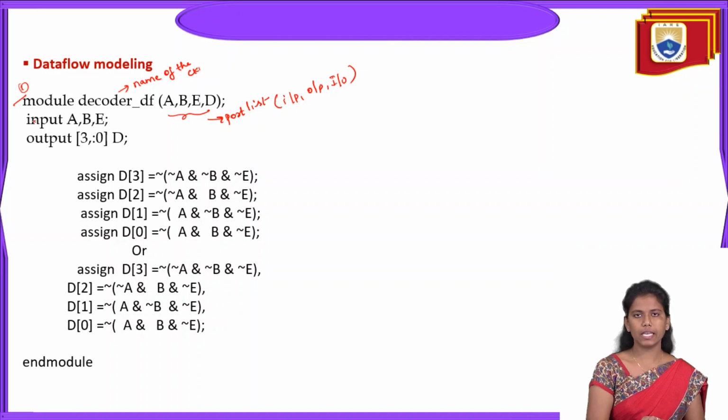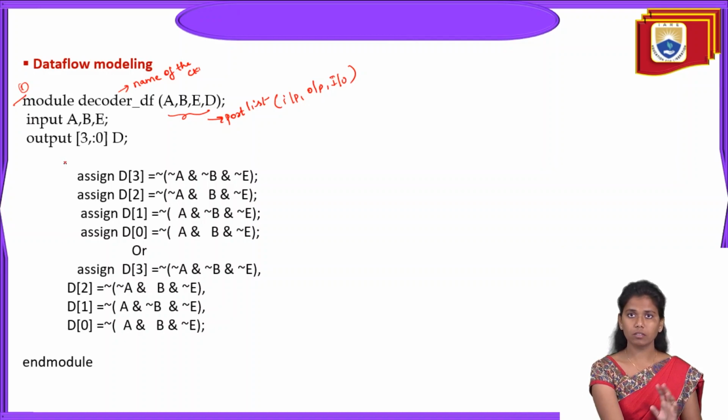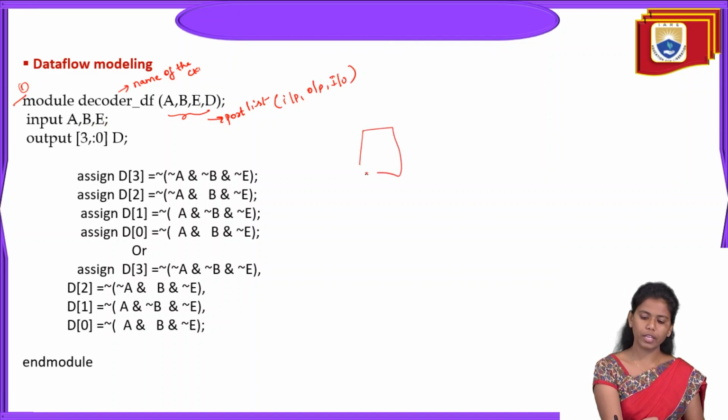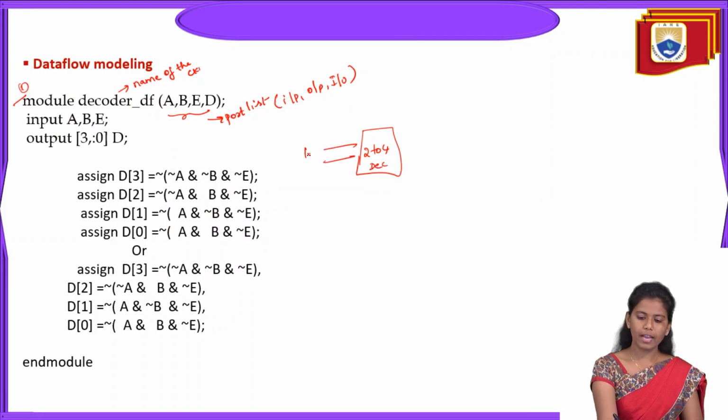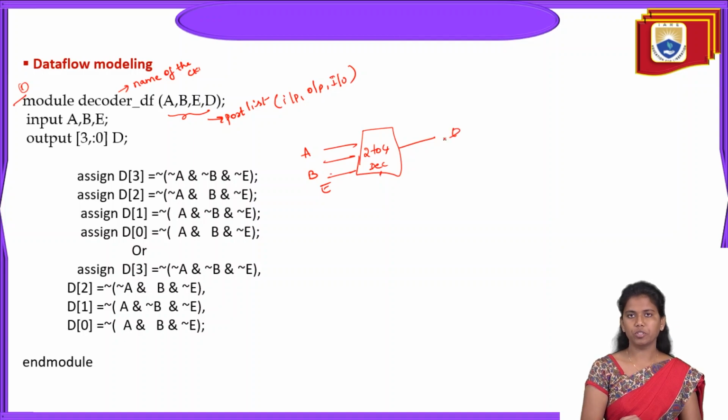Then, in the second statement, I'm clearly mentioning the inputs. So my inputs are A, B, and E, right? So this is a 2 to 4 decoder, where I have A, B as input and E as the enable pin and D as the output, right?